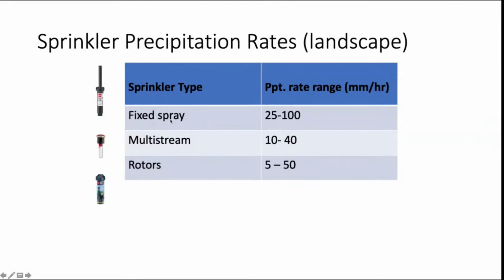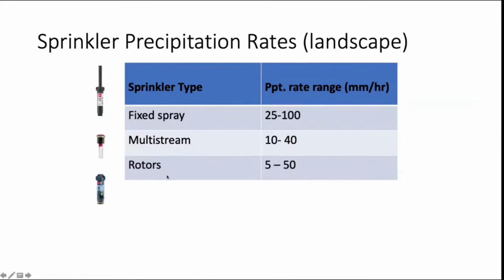But the fixed spray heads, and you might have seen them, tend to get really misty. They generally have the highest precipitation rate, anywhere from 25 to 100 millimeters per hour. So you have to be careful with those in terms of watching for runoff and over application.